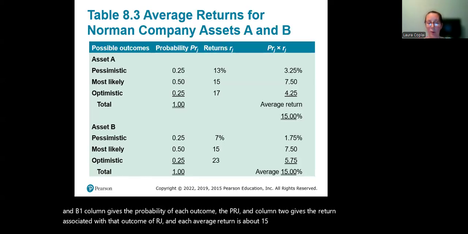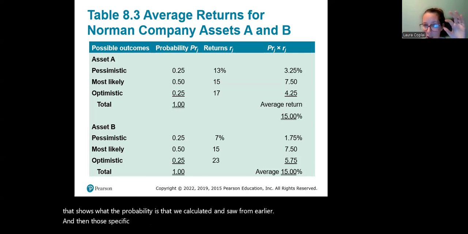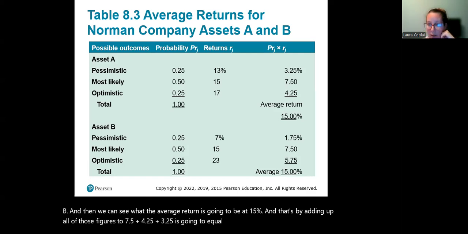So here is that table that shows what the probability is that we calculated and saw from earlier. And then those specific returns, again, we're looking at the ranges, so 13 to 17 for A, 7 to 23 for B. And then we can see what the average return is going to be at 15%. And that's by adding up all of those figures. So 7.5 plus 4.25 plus 3.25 is going to equal 15. The same thing with B.